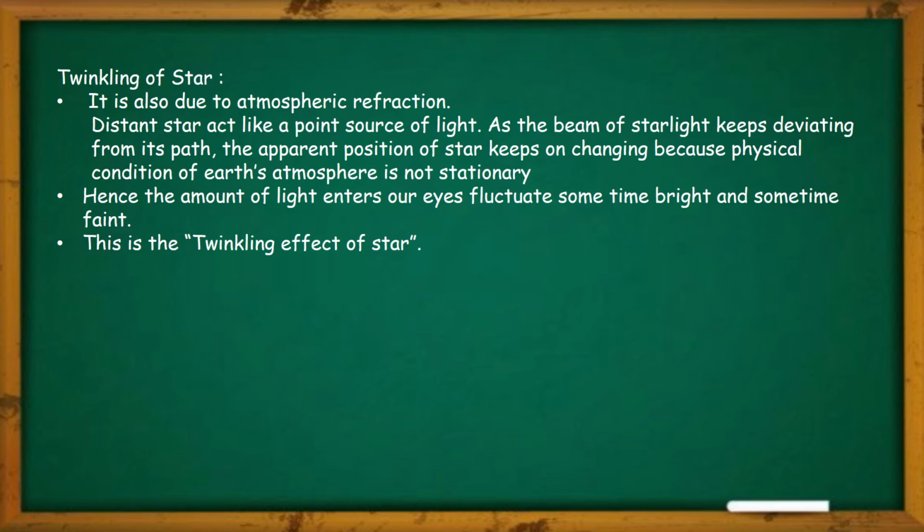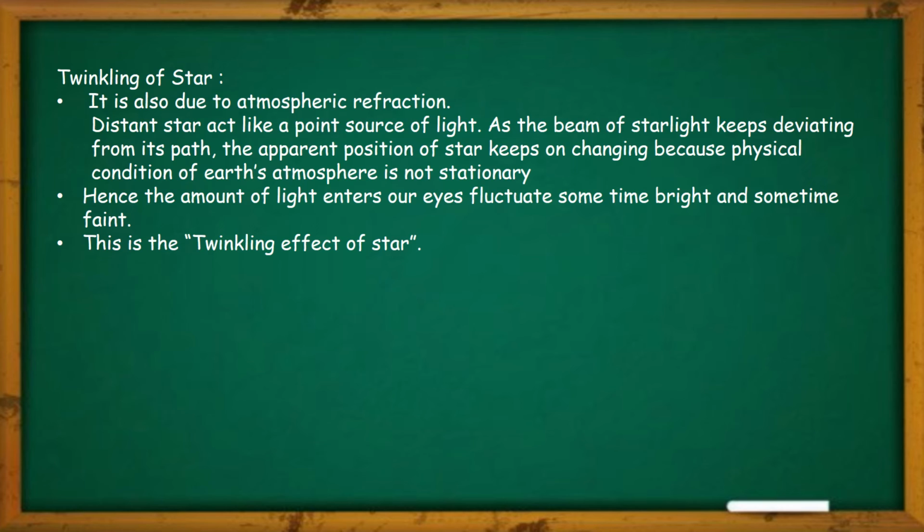Next concept, you will see the twinkling of stars. The twinkling of stars is also occurring due to atmospheric refraction. A distant star acts like a point source of light, and as the beam of starlight keeps deviating from its path, the apparent position of the star keeps on changing, because the physical condition of Earth's atmosphere is not stationary or uniform everywhere. Hence, the amount of light entering our eyes fluctuates.